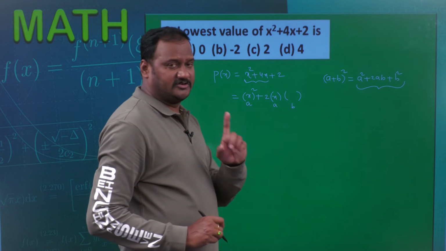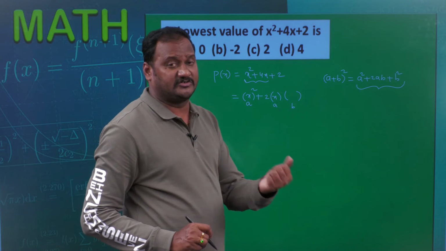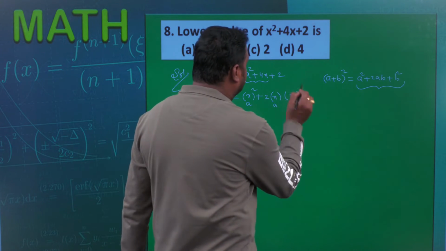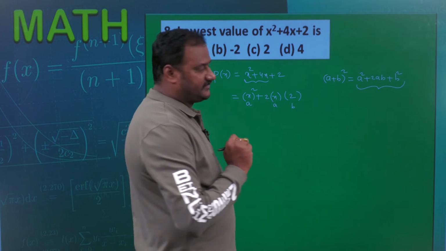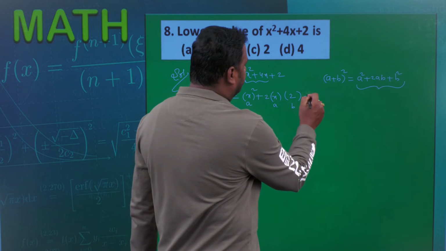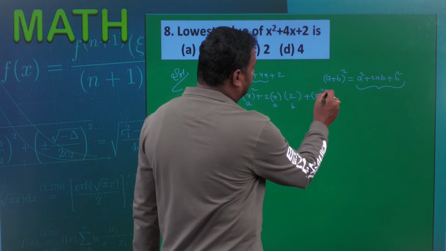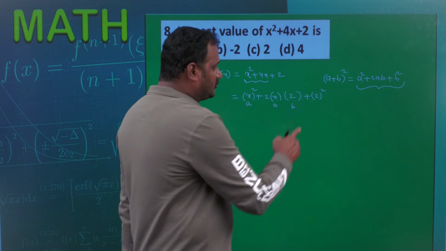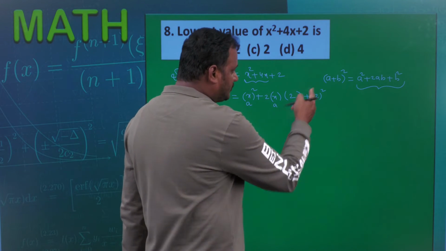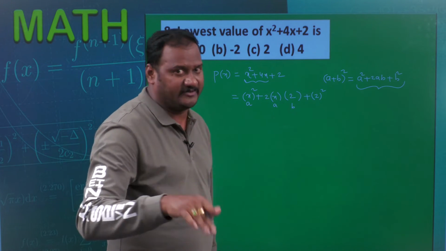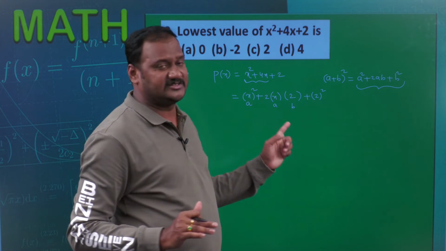2 into x is equal to 2x, plus 2x into 2 is equal to 4x. It means my b is 2. So, what is the next one? b square. b square means 2 square, right. 2 square is equal to 4. I used it till here, 4x. 2 square is equal to 4, that is required for me in order to complete the square.